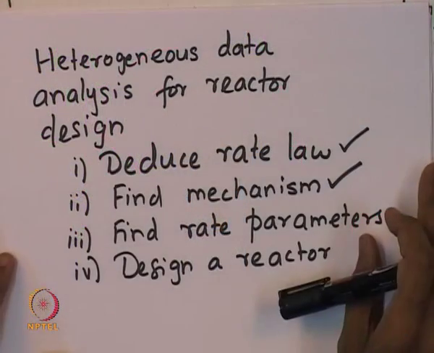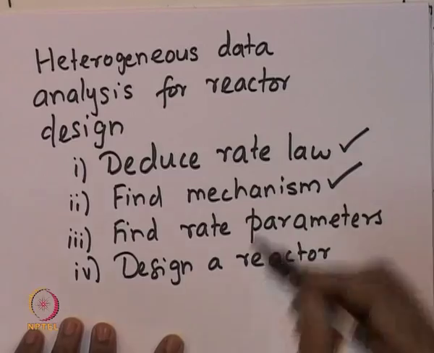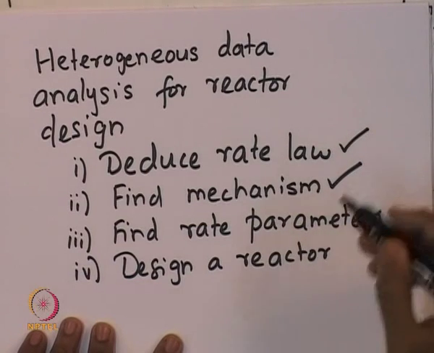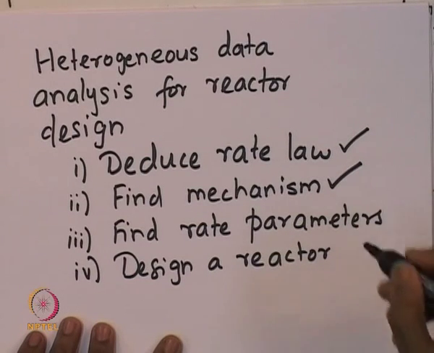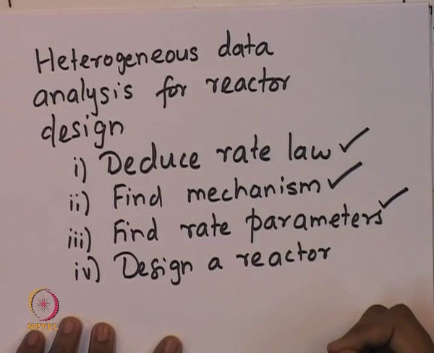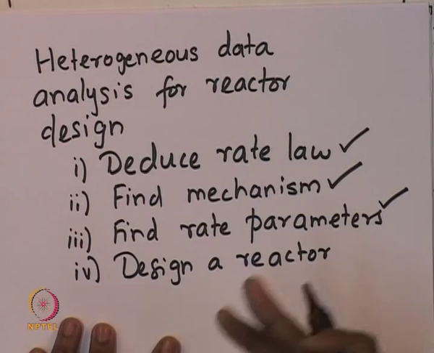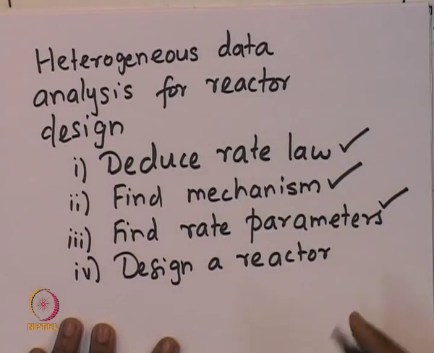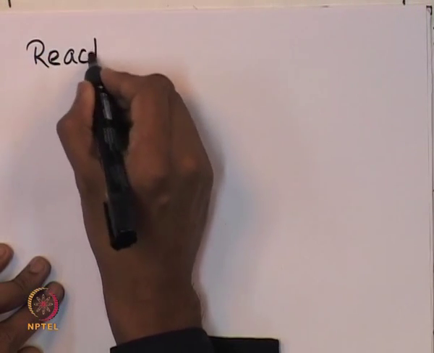So let's get back to the algorithm of designing a reactor. We looked at the rate law, we looked at the mechanism, and by using the regression analysis, we found out the rate parameters, that is, the parameters involved in the rate law. So the next step is to design a reactor. Let us consider a tubular reactor filled with catalyst. So we get into the reactor design.